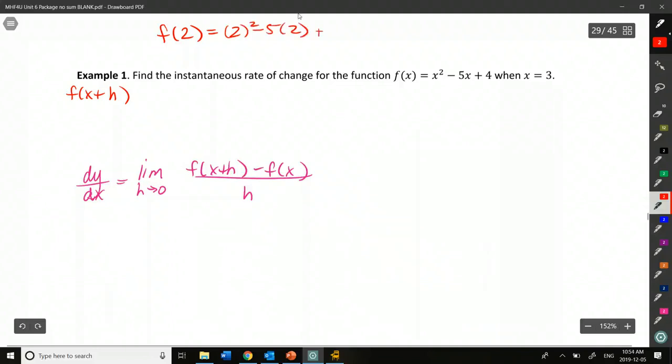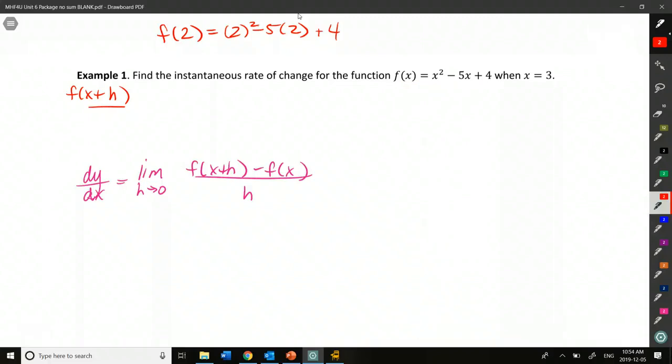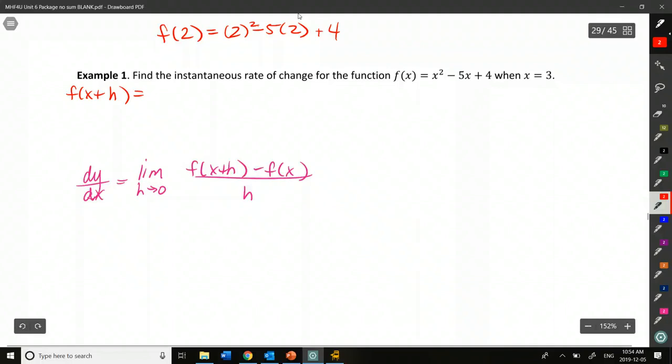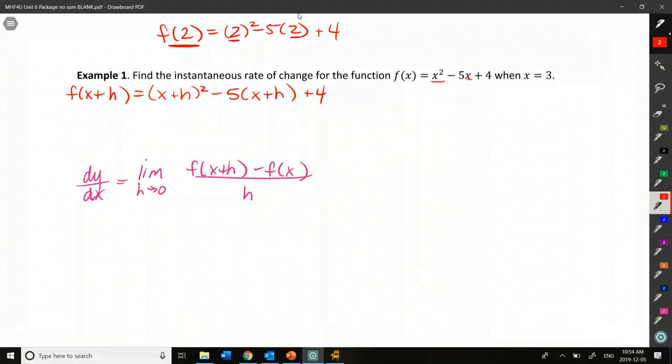So what if I ask you to find f at x plus h for this function? What do I do with x plus h? Simran? We sub it in for the x's, right? So wherever I see an x, I'm replacing it with x plus h. Just like if I want to calculate f at 2, I sub in wherever I see an x, I plug in 2. Okay, now I just want to expand and simplify this guy.